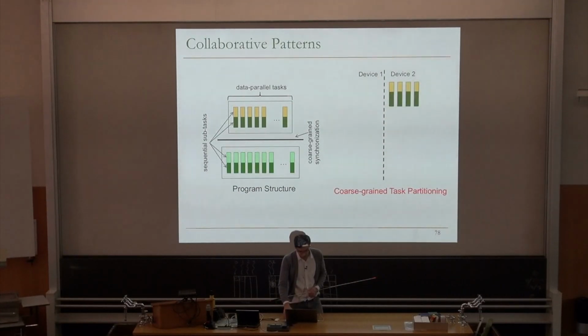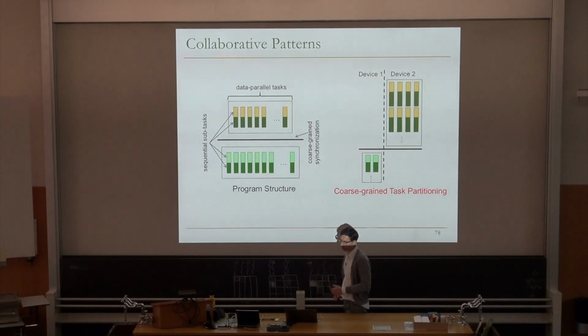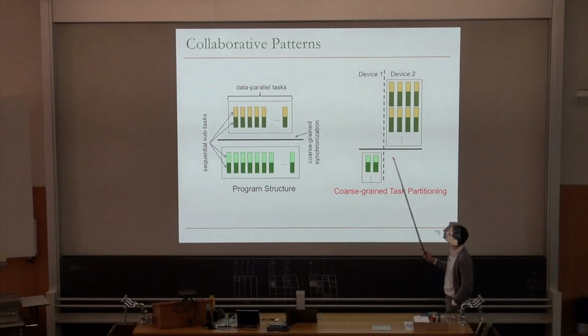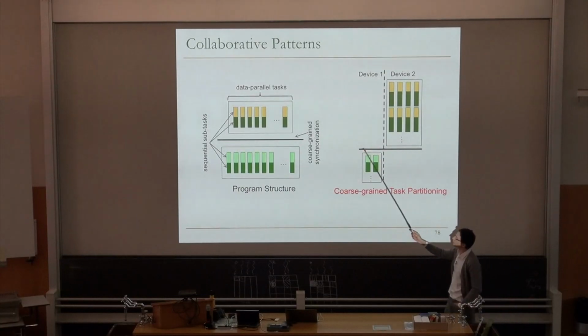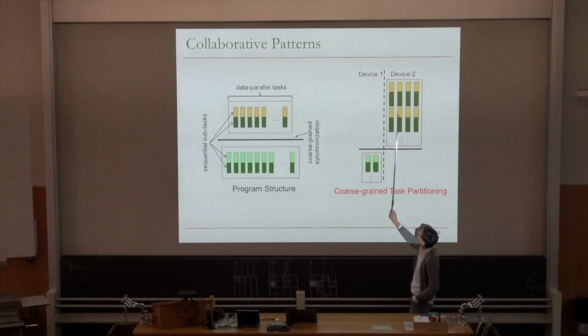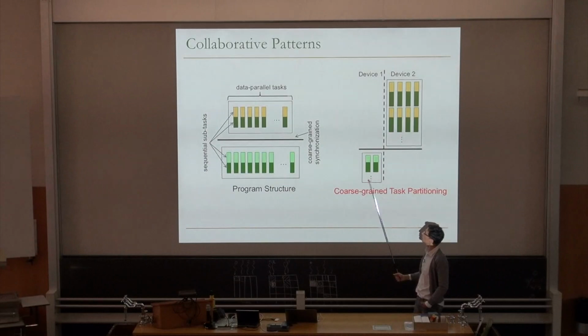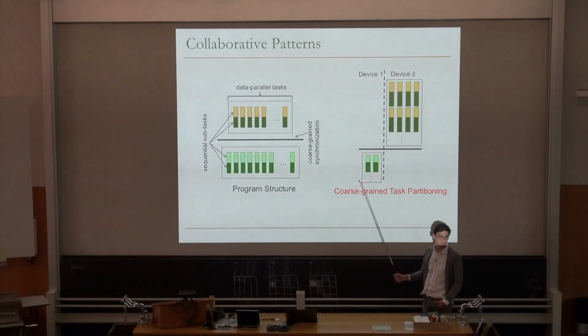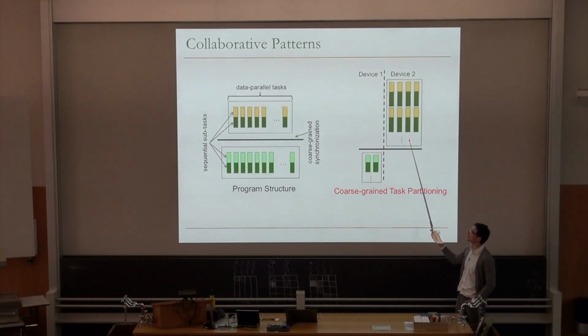Another possibility is coarse grain task partitioning. In coarse grain task partitioning, one of the kernels is assigned to one device, and the other kernel is assigned to the other device. Why do we do that? Because we know that this device is very good for this computation, and this other device is better for this other computation.